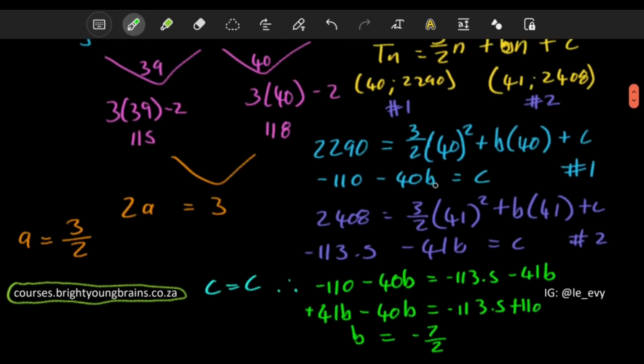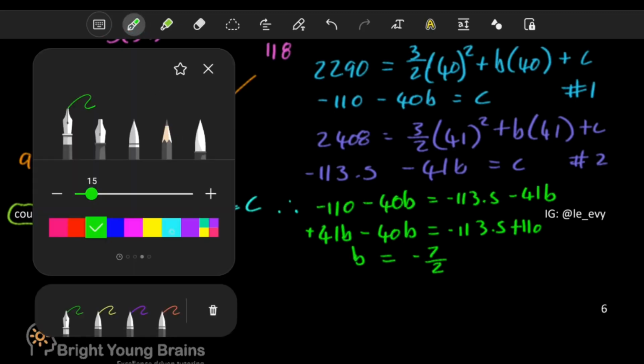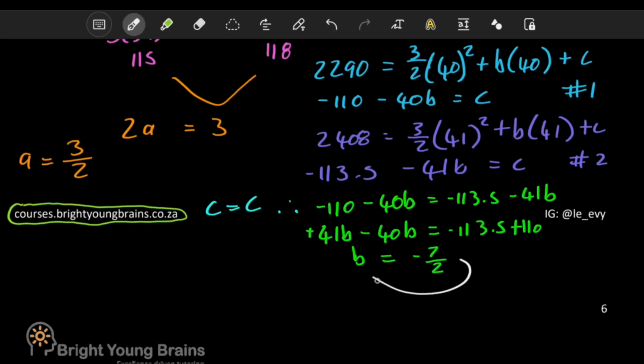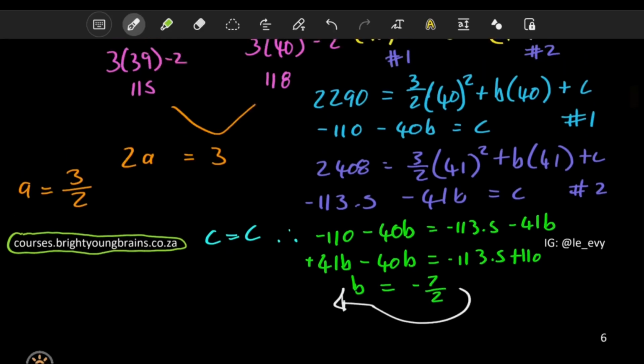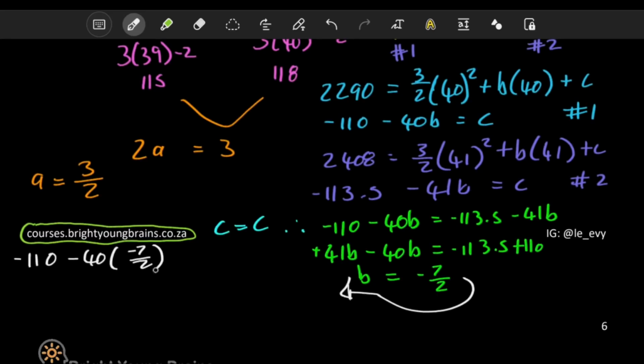Let's just throw it into any of our equations and then get a value for c. I totally forgot that we were looking for c instead of b. But whatever we did here is okay. It's still going to give us a value for c, because you can throw it into any of your equations. Negative 110 minus 40, if you throw in a value of b, negative 7 over 2, you're going to end up with a c value of 30 if you put everything into your calculator.